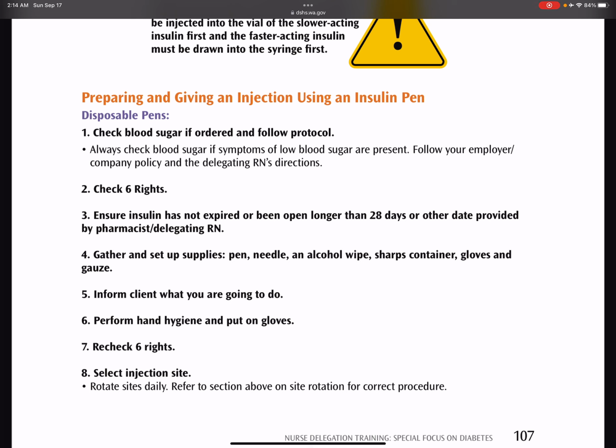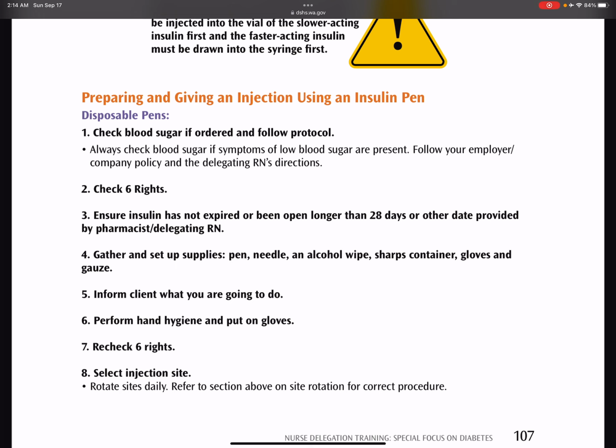After that, we have to prime the pen, and then we need to dial to the correct dosage. That means you have to turn the dial to the prescribed dose and double check the dose is correct. Now you have the pen ready. Then you need to clean the injection site with an alcohol wipe and inject the insulin.